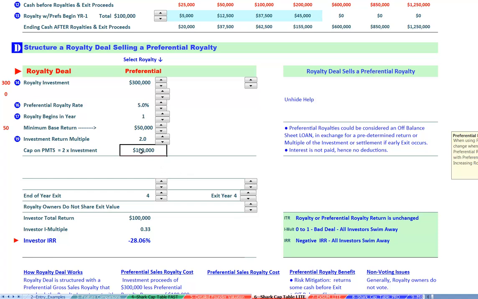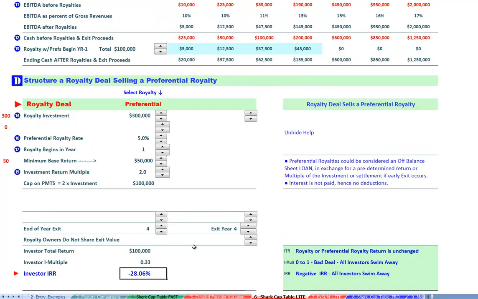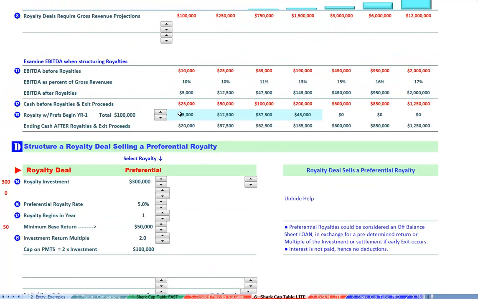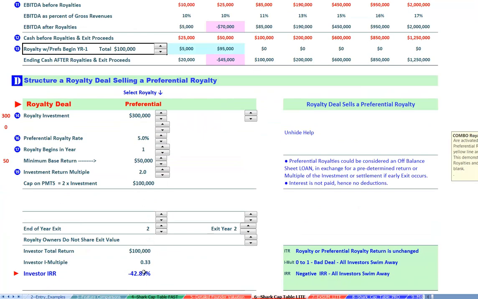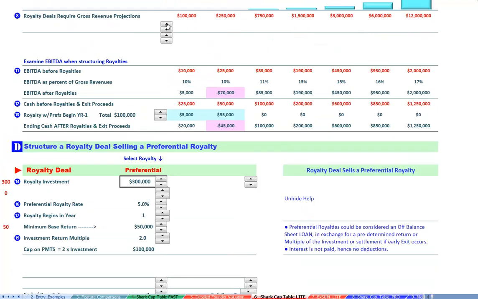Now you can almost immediately tell that that's not very good, because he's got 300 in it. The best he can do is 100,000, and naturally the numbers show that. He gets a minus 28 internal rate of return, and the reason is, here's a royalty stream. Come back, and that royalty stream still is 100, but he's not making very much money because he paid too much. Let's set it back at 4.